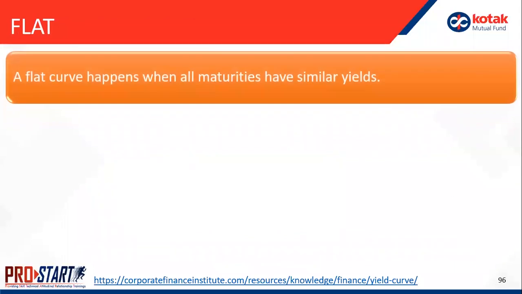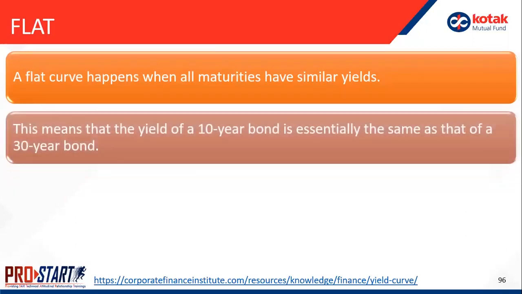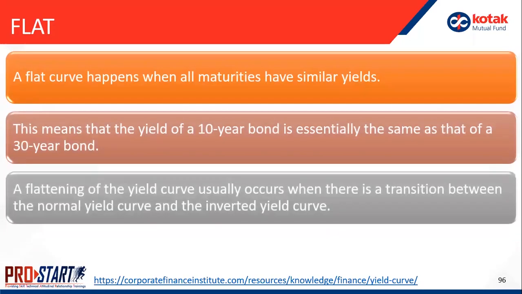A flat yield curve happens when all maturities have the same yields. This means that the yield of a 10-year bond is essentially the same as that of a 30-year bond. A flattening of the curve usually occurs when there is a transition between the normal yield curve and the inverted yield curve. So this is a transitionary situation.